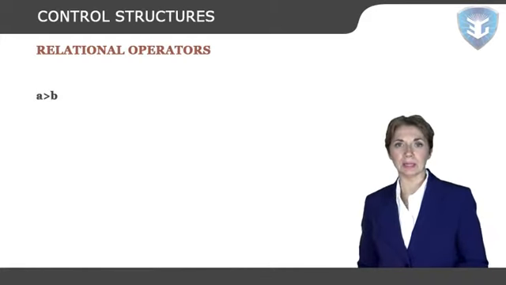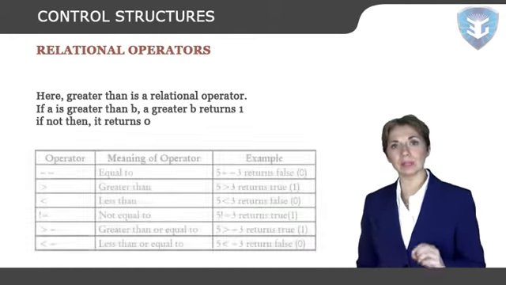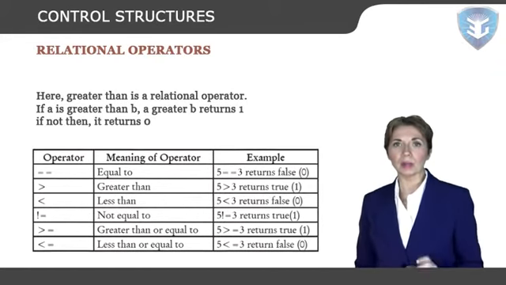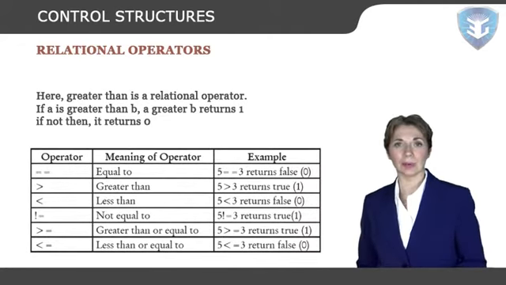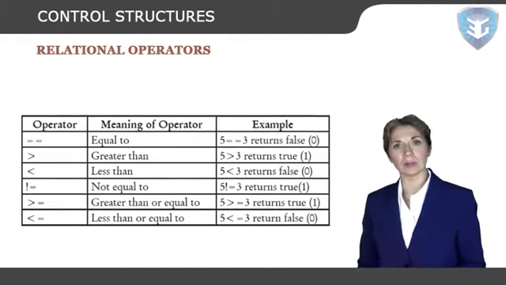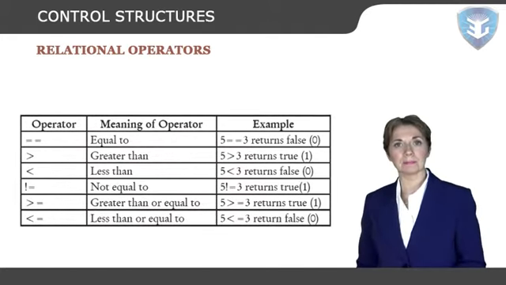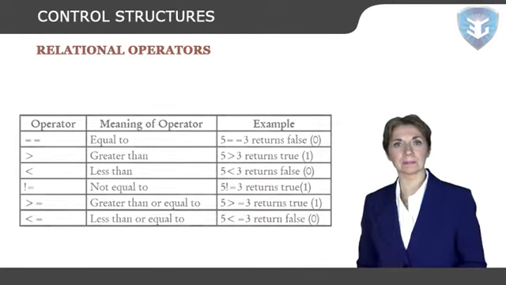A is greater than B. Here, greater than is a relational operator. If A is greater than B, A greater than B returns 1. If not, then it returns 0. Relational operators are used in decision-making and loops in C programming. Look at the table of relational operators shown here.